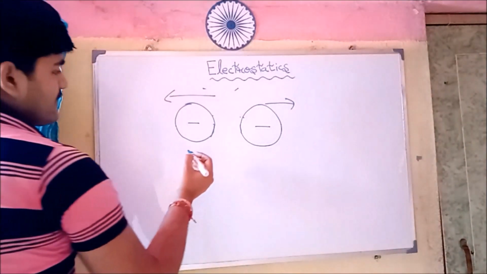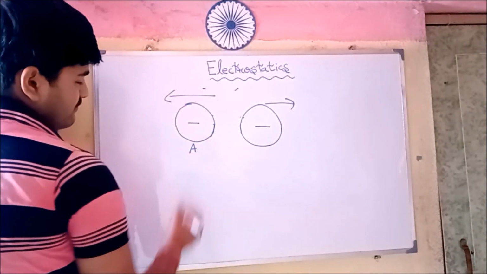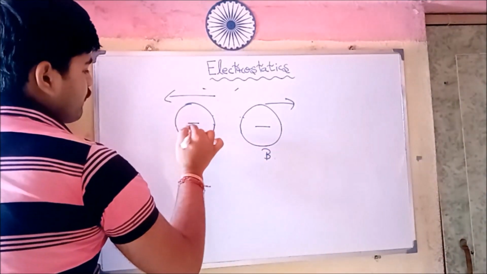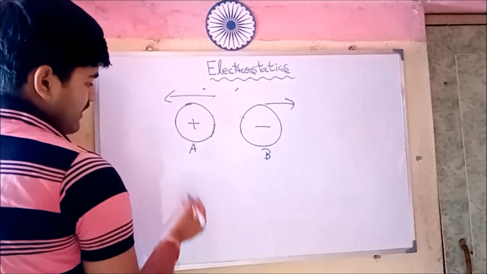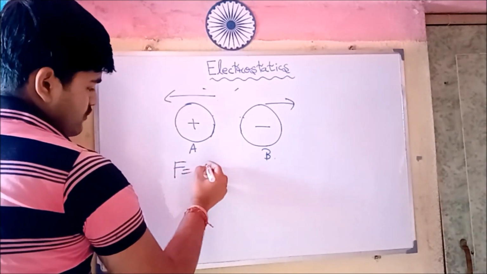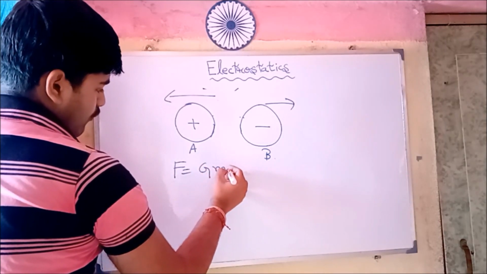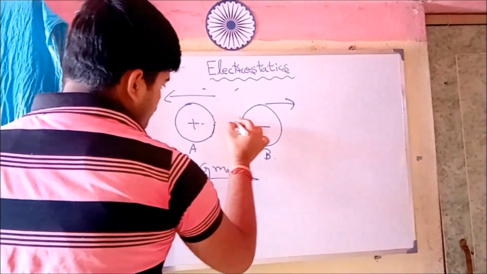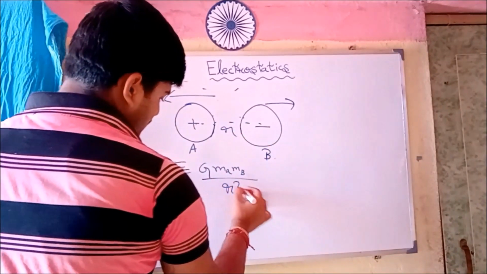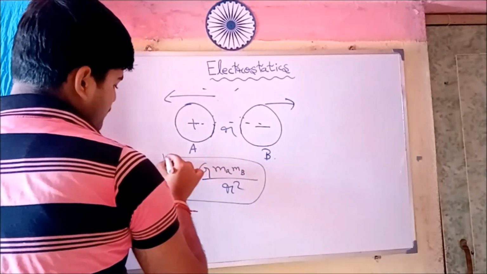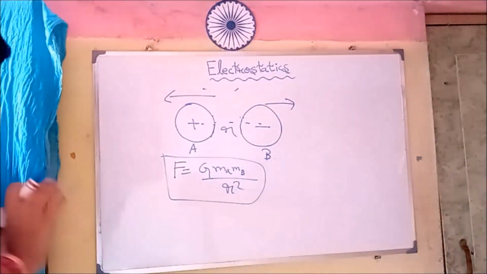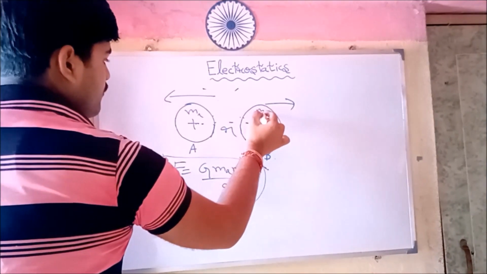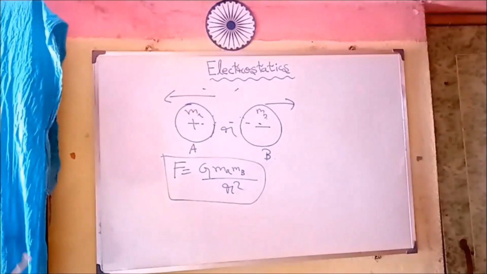Now suppose this body to be A and this body to be B. The attractive force between them will be the same as gravitation, that is F is equal to G into m of A into m of B by the distance between them. Suppose the distance to be r, then this is r square. This is the force of attraction between them if it is a positive and negative charge, because of the mass of this, suppose this to be mass of A and this is the mass of B, then this is the attractive force between them.